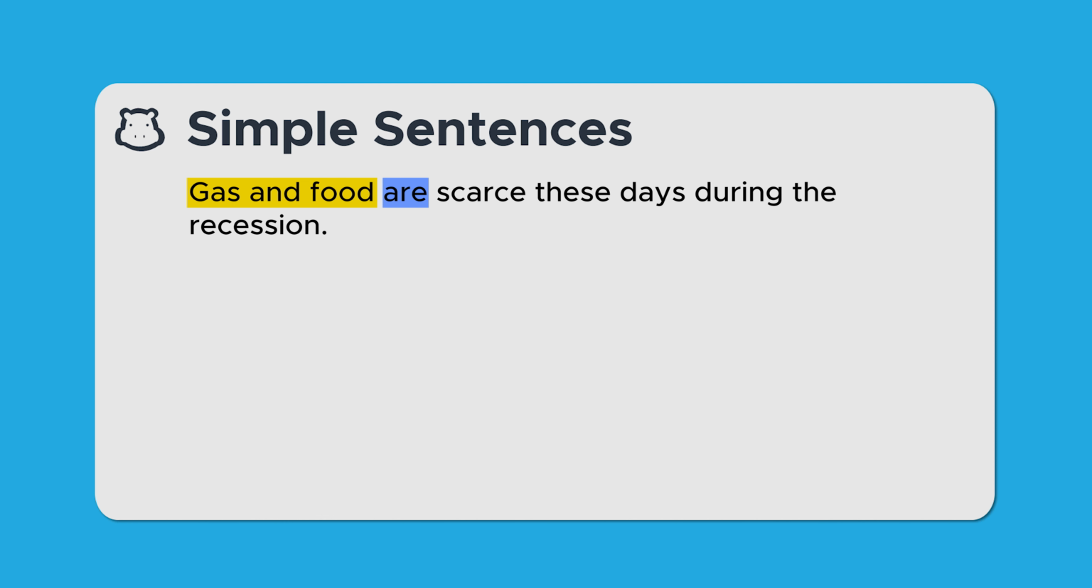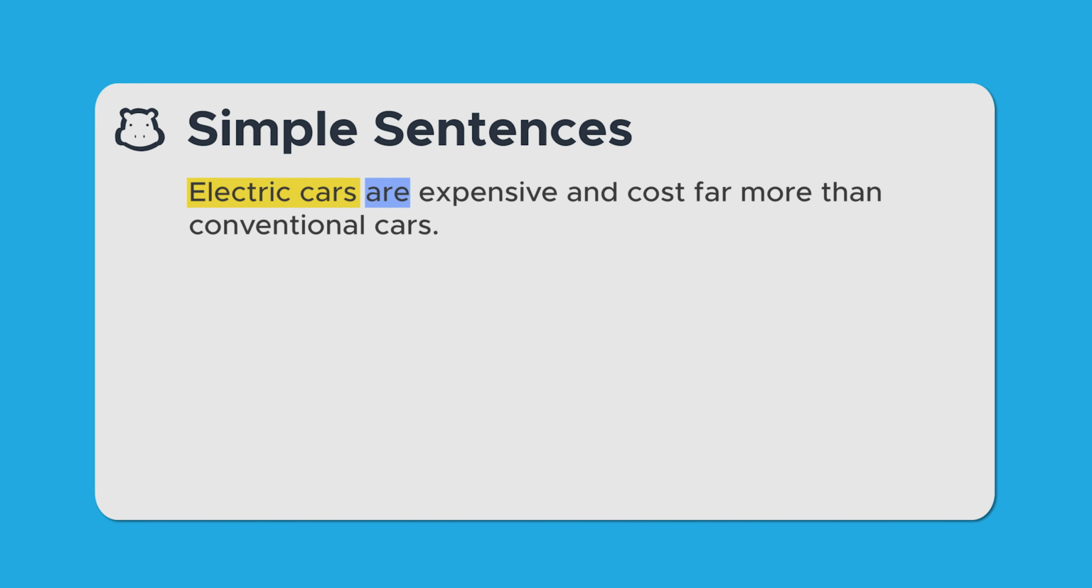We can also have a compound predicate, which is just another way of saying 2 verbs that share the same subject. For example, electric cars are expensive and cost far more than conventional cars. Both the verbs are and cost agree with the subject electric cars. This is still a simple sentence.